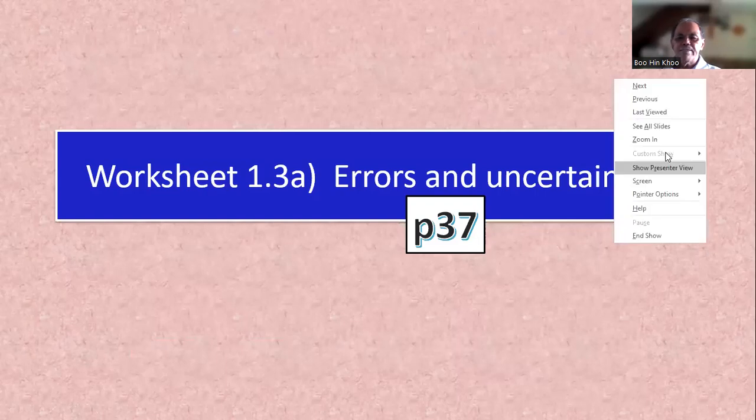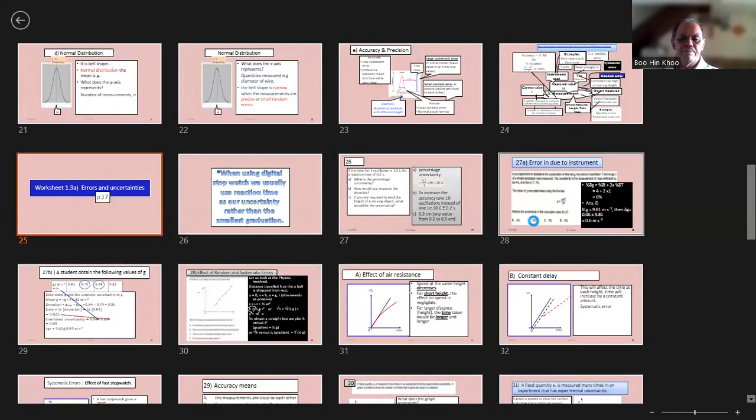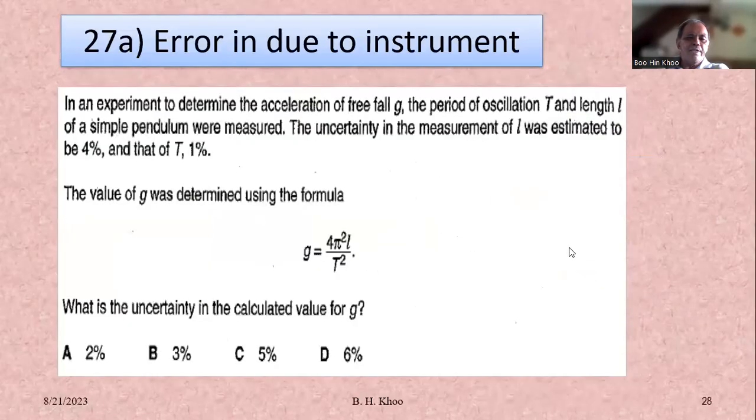Okay, let's try some examples. In an experiment to determine the acceleration due to gravity, g, the period T and length L of a simple pendulum are measured. The uncertainty in the measurement of length was estimated to be 4%, and that for the period T is 1%. The formula is given. What is the uncertainty in the calculated value of g? I want to find the percentage uncertainty in g.